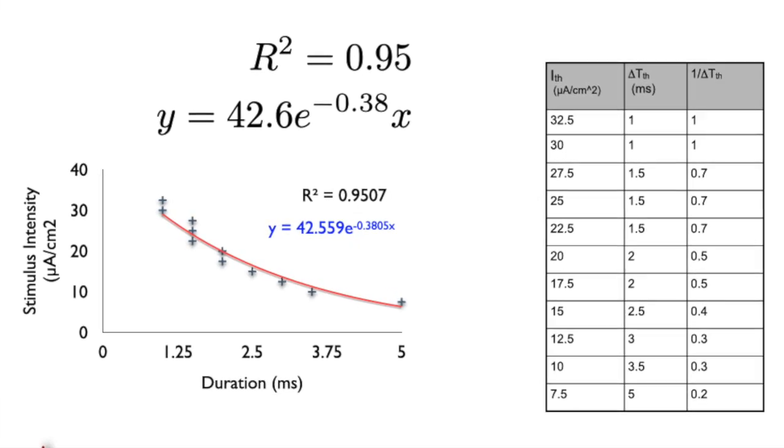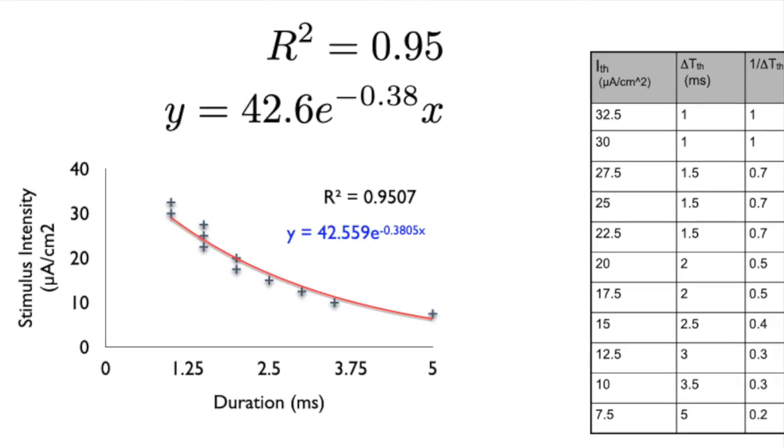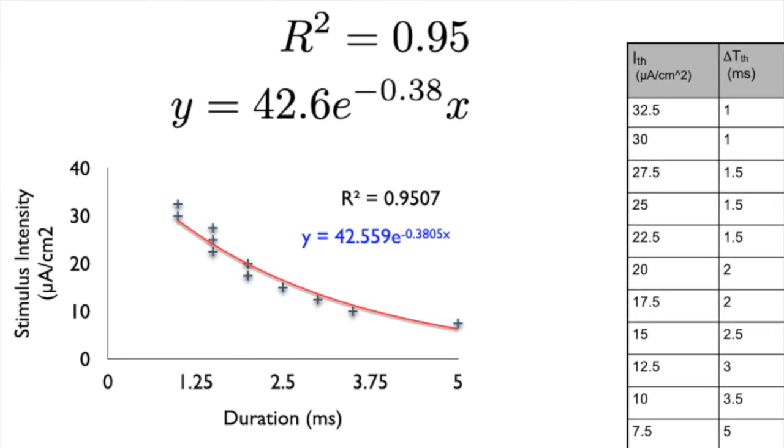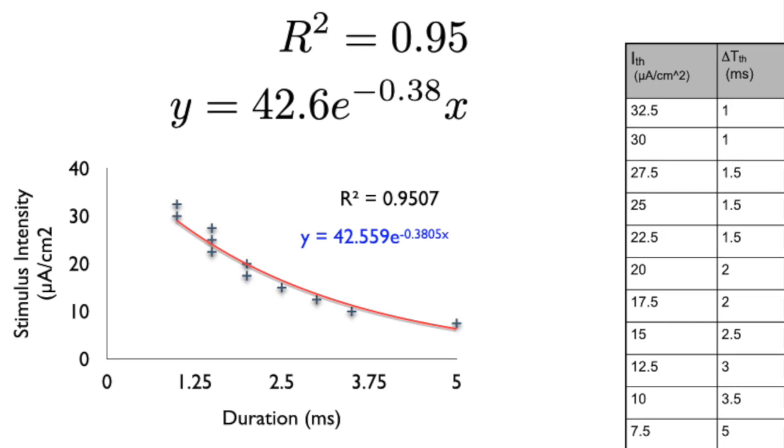Because exponents come up so often. So here's an exponential fit. And here we see the R-squared value is a little bit lower, 0.95, still a very respectable R-squared value. So we have all these fits, and they all look okay. And so what would you do about it?